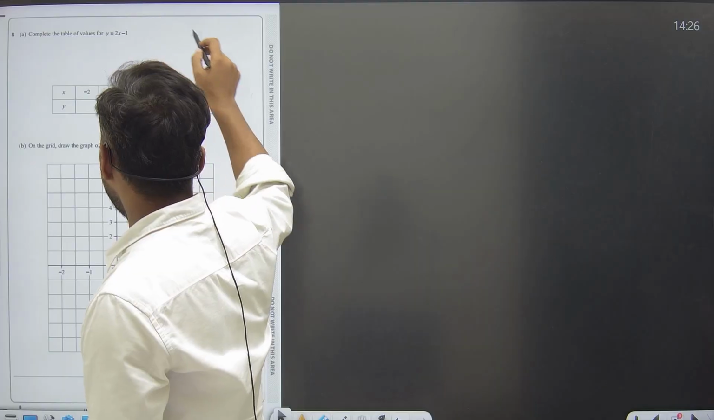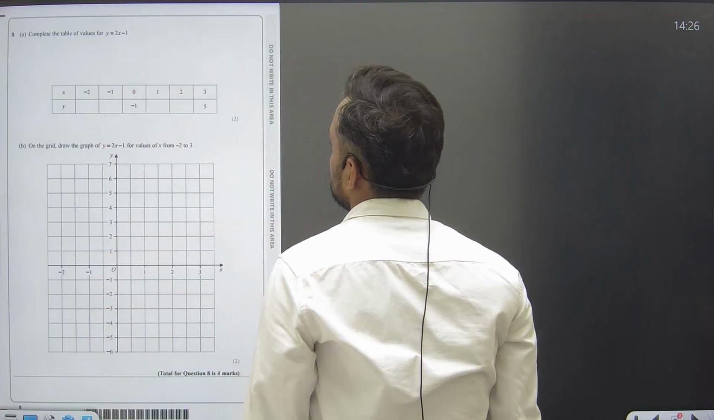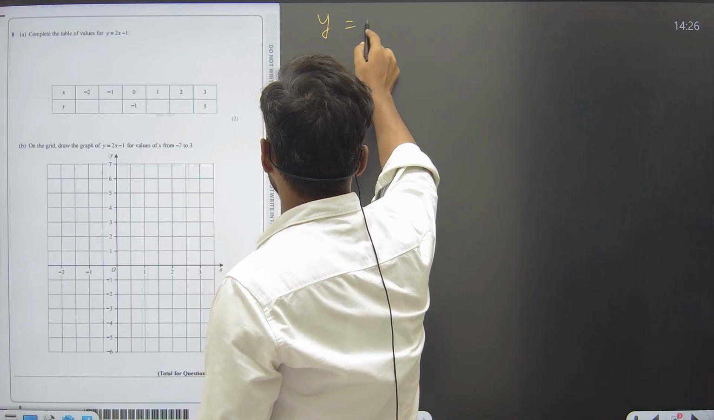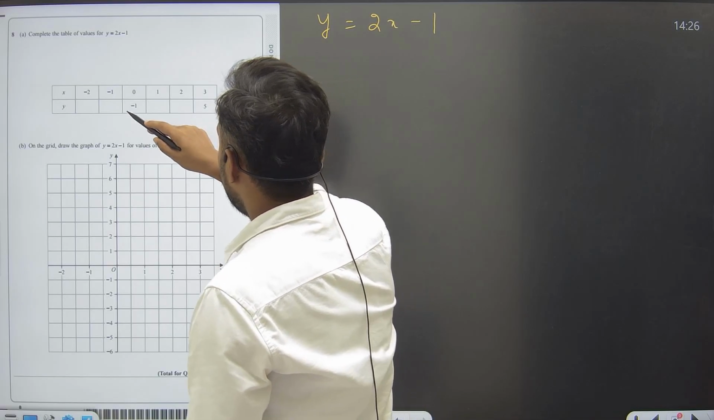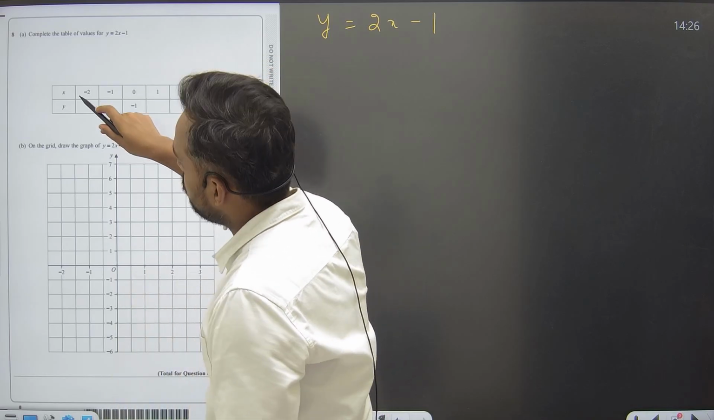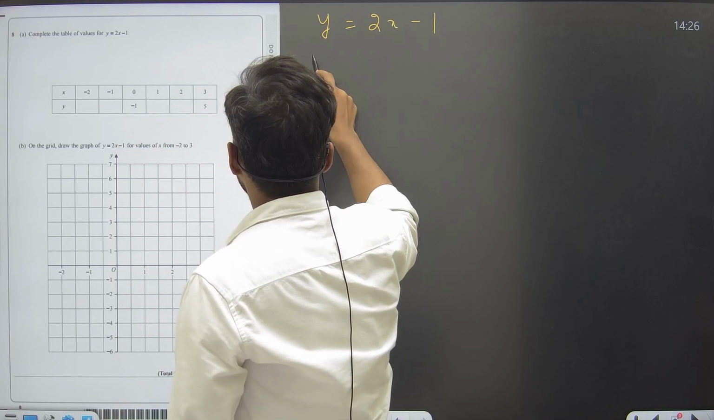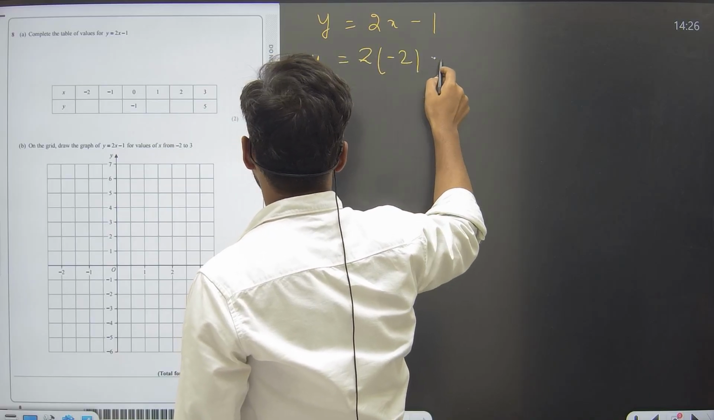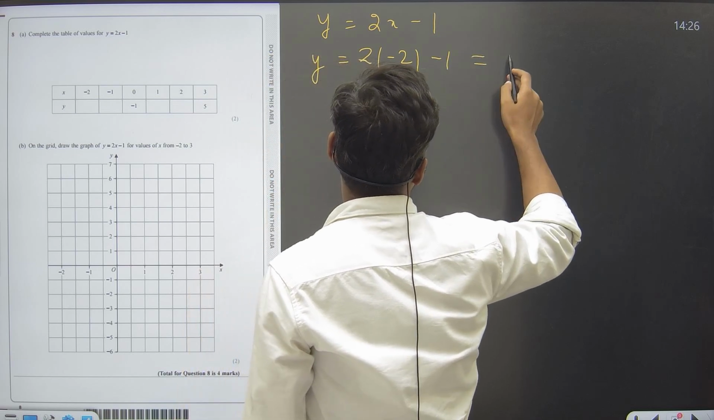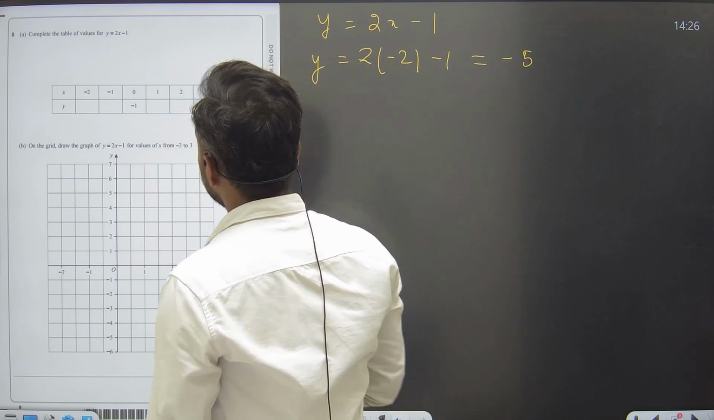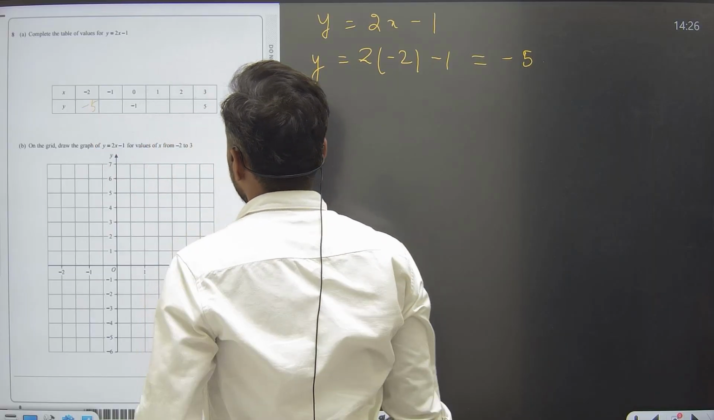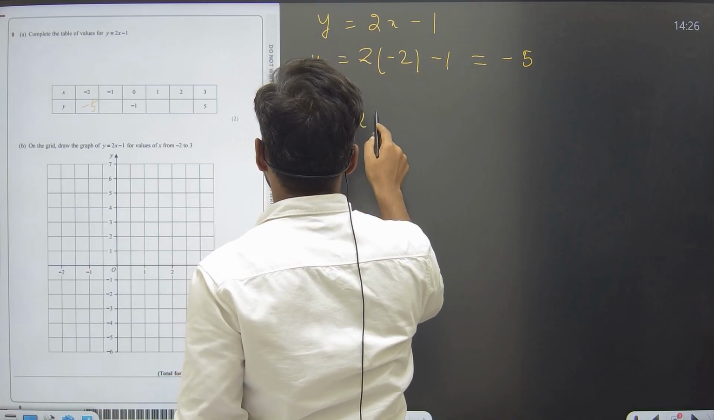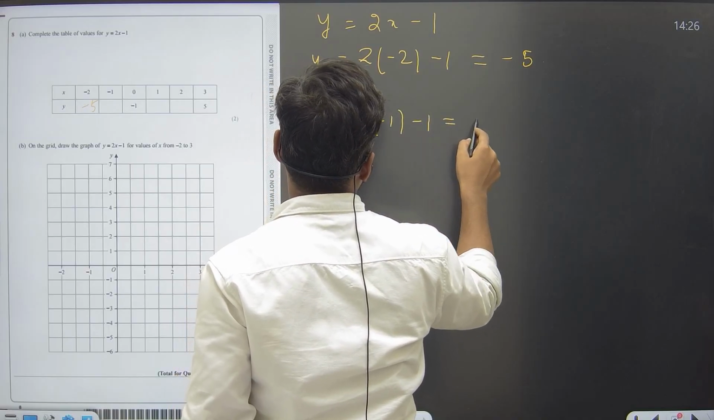Next part is to complete the table of values for y equals 2x minus 1. Okay, y equals 2x minus 1. We need to plug in these values of x. For x equals minus 2, we plug in 2 times minus 2 minus 1, we will get minus 4 minus 1, which is minus 5. So minus 5 will be in the first bracket. If we plug in x equals minus 1, we get minus 3.